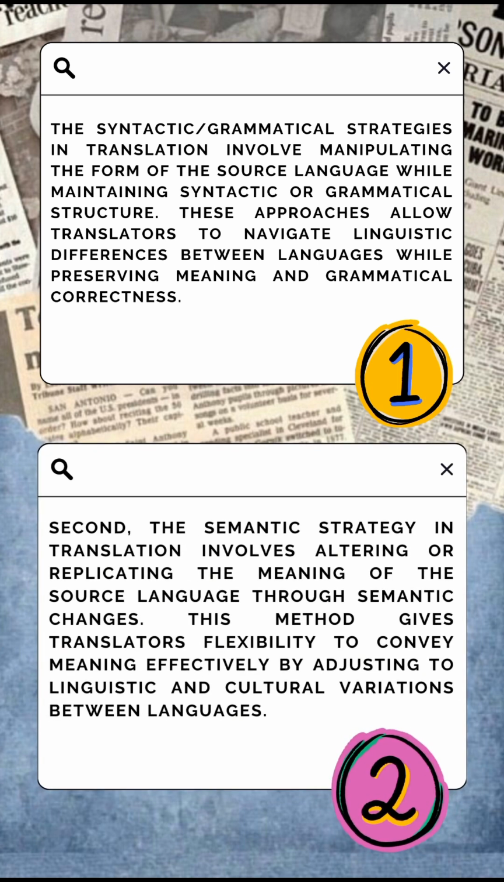Second, the semantic strategy in translation involves altering or replicating the meaning of the source language through semantic changes. This method gives translators flexibility to convey meaning effectively by adjusting to linguistic and cultural variation between languages.